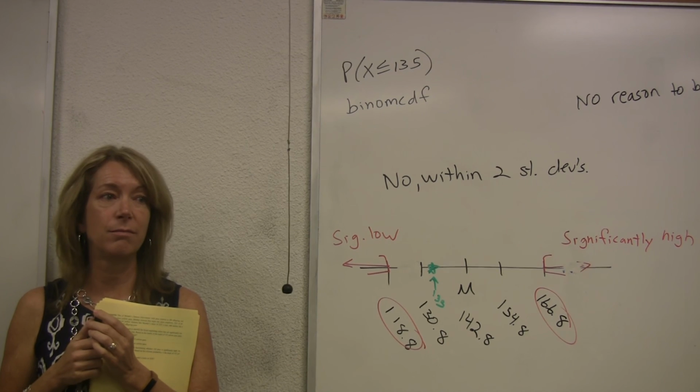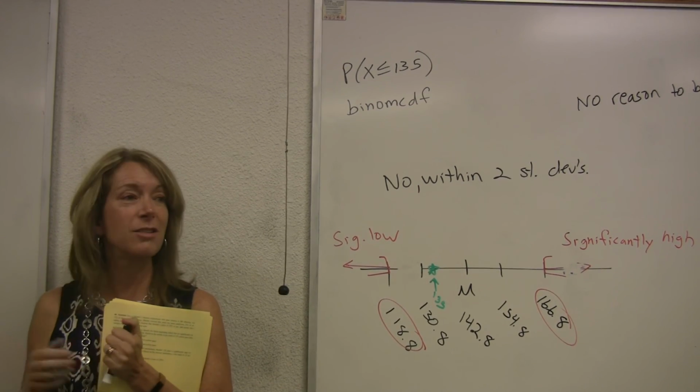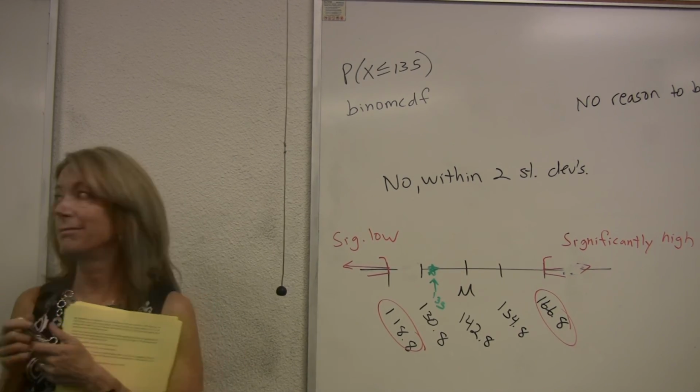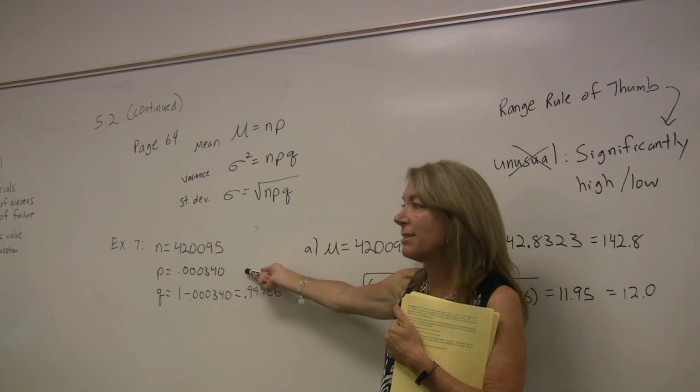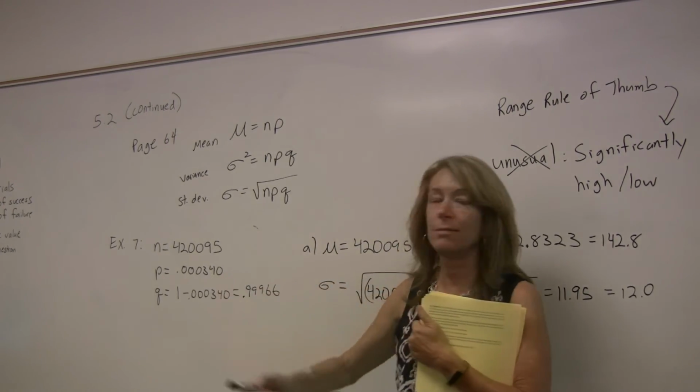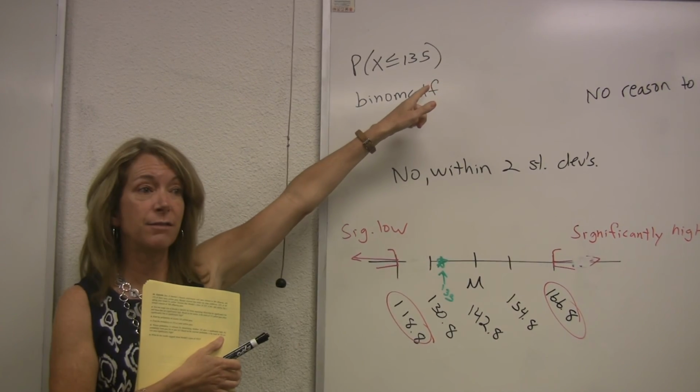What's my N? 420,000 and some change. What's my P? 0.00340. And what's my X in this case? 135.